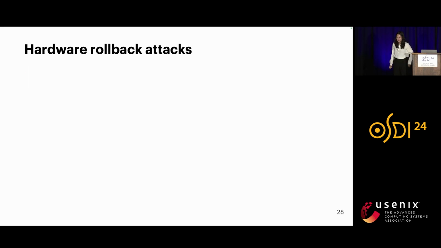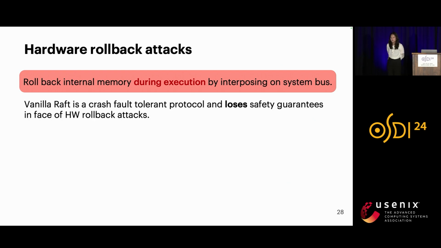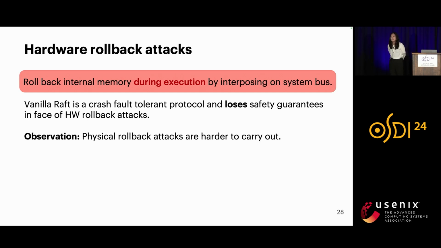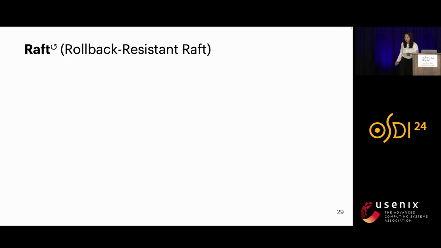So hardware rollback attacks, on the other hand, are when you are rolling back internal memory during execution by interposing on the system bus. And vanilla Raft is a crash fault tolerance protocol, which means it loses safety guarantees in the face of hardware rollback attacks. The observation we make here is that it's definitely harder to mount a physical rollback attack, but we can get extra security if we make it harder to compromise the trust domain by requiring you to mount multiple physical rollback attacks at the same time.